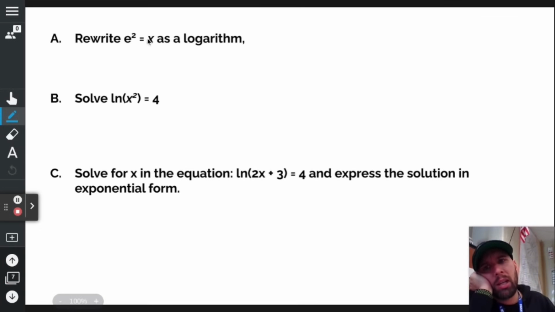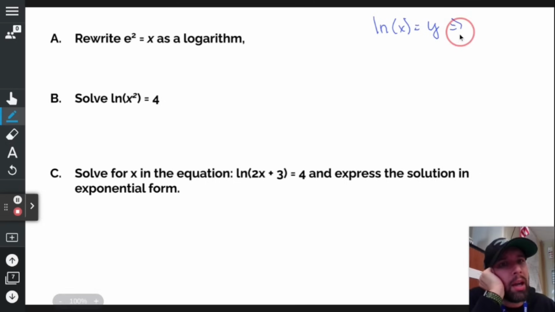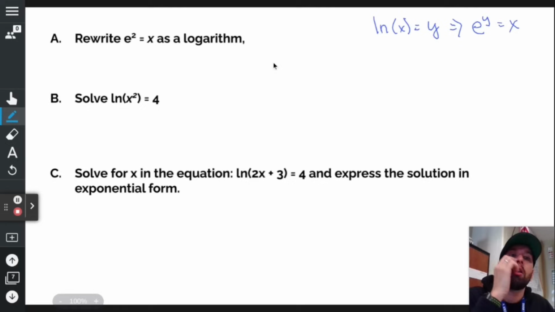Rewrite e to the second equals x as a logarithm. All right, so if log base e of x is the same as ln, and I have ln of x equals y, I can rewrite that as log base e to the y equals x. So e to the y equals x can be written out as ln of x equals 2.